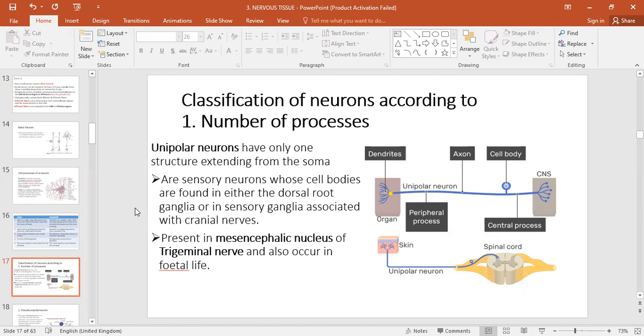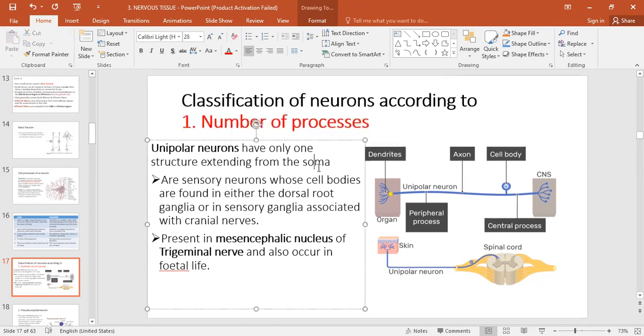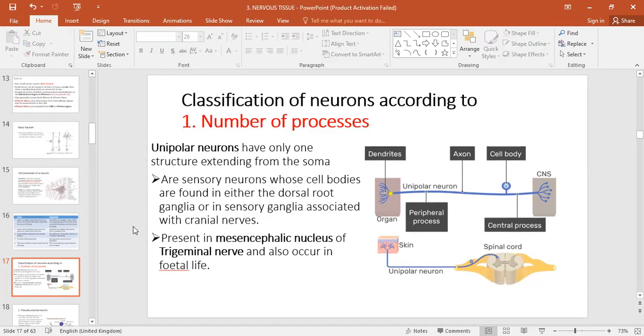So how do we classify neurons? So the first classification is number of processes. In short, how many dendrites, how many axons does the cell have? How many dendrites and how many axons are present? Then you can classify it. So based on that, the first type of neuron is that which has one extension from the cell body.